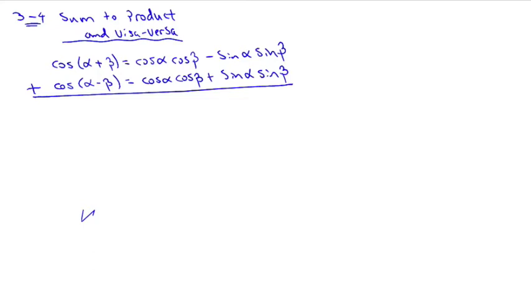This side, there's nothing I can combine because these are different. One's alpha plus beta, the other one is alpha minus beta. So you get cosine of alpha plus beta plus cosine of alpha minus beta is equal to what happens on the right-hand side? The signs are going to cancel out because one's positive and the other one's negative and they're exactly the same. So when you add these together, what do you get? 2 cosine alpha, cosine beta.